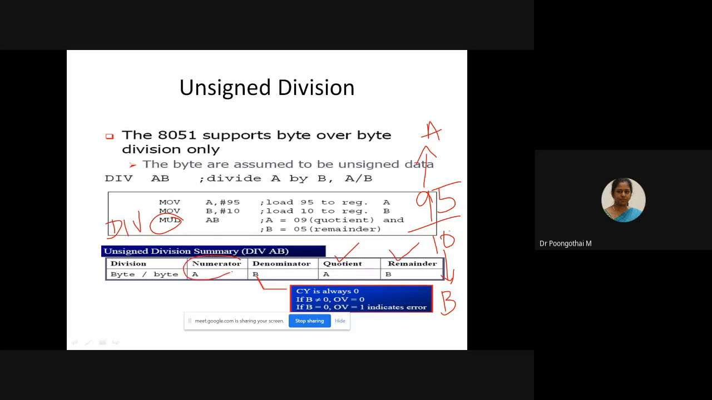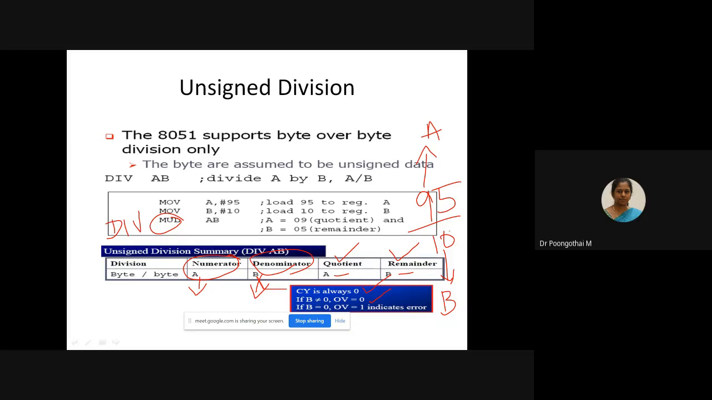So numerator is in A, denominator in B. After division, your quotient is in the accumulator, remainder is in the B register. After the division operation, your carry flag is always 0, okay? And if B, your divisor, is not equal to 0, your overflow flag is 0.